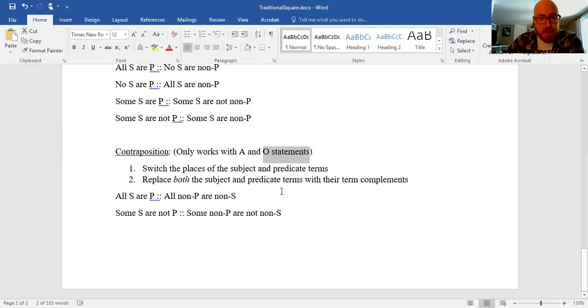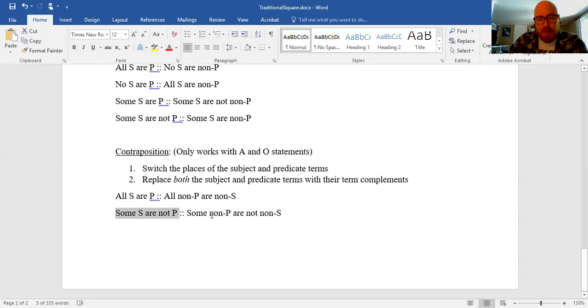Just like obversion, contraposition has two steps. The first thing you do is switch the places of the subject and predicate terms, so you're basically performing conversion first. Then you replace both the subject and predicate terms with their term complements. So all S are P is logically equivalent to all non-P are non-S. Likewise, the O statement, some S are not P, is logically equivalent to some non-P are not non-S.